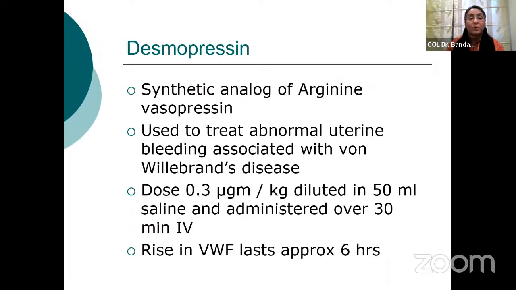Desmopressin, I'll not talk about it because it's not commonly used. It is used basically to treat abnormal bleeding associated with von Willebrand's disease.